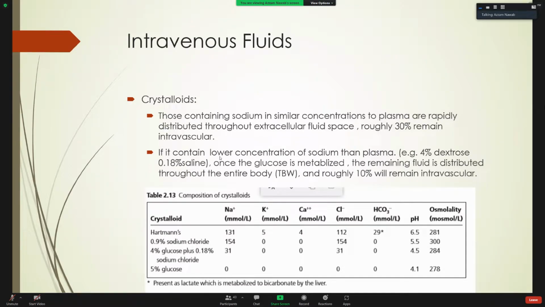So what are the IV fluids used? Crystalloids contain sodium in a similar concentration to plasma and are rapidly distributed throughout the extracellular space. About 30% of this fluid remains intravascular. If it contains a lower concentration of sodium than plasma, for example D5W or 0.18% saline, once the glucose is metabolized, the remaining fluid is distributed through the entire body weight, and roughly 10% will remain intravascular. This means it is poorly suited, not ideal, to replace intravascular volume.